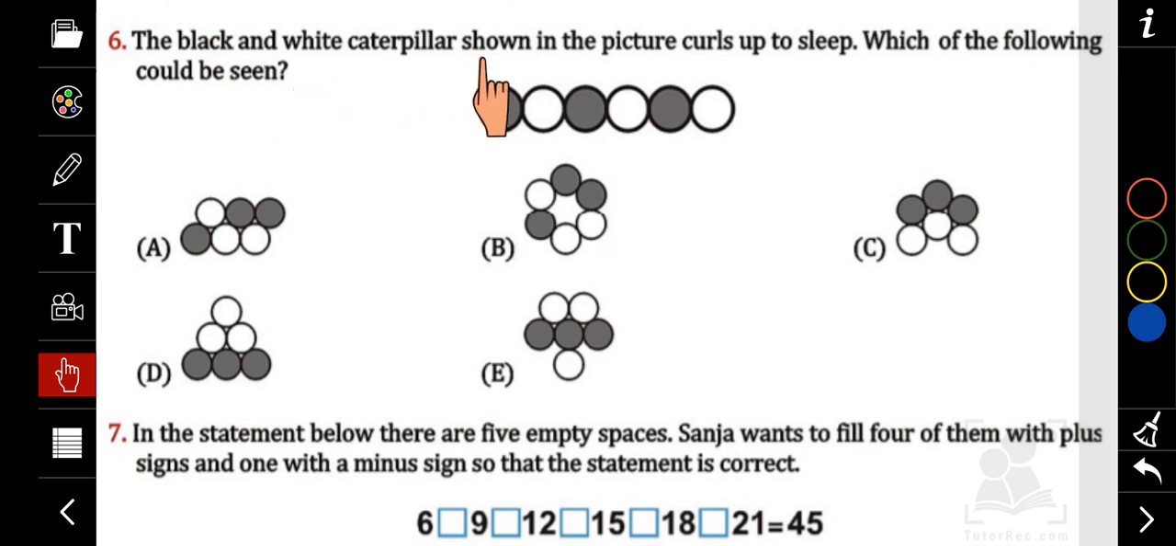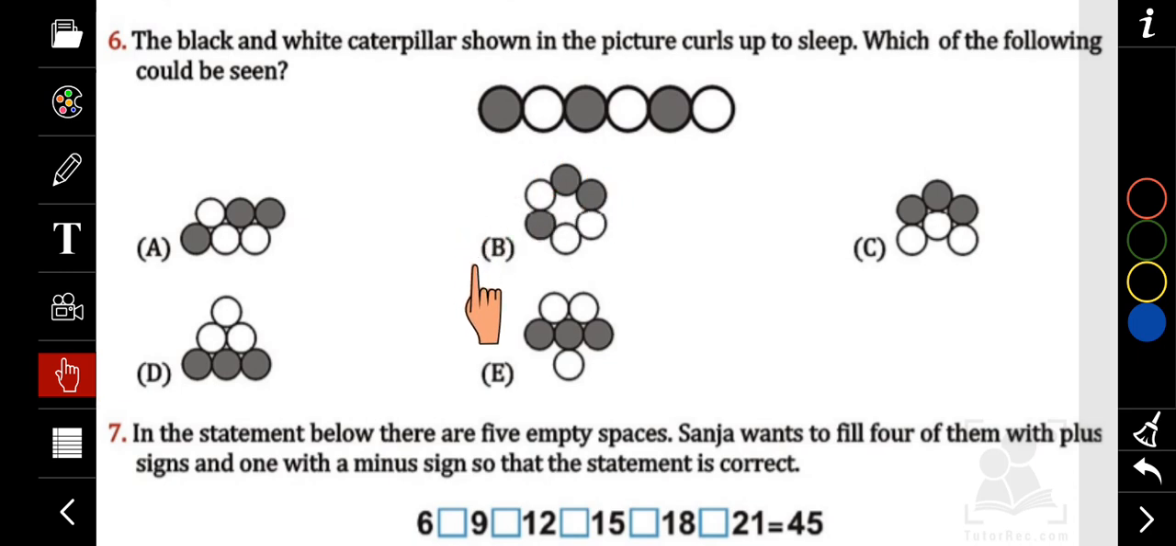The black and white caterpillar shown in the picture curls up to sleep. Which of the following could be seen? This is the caterpillar, and from all these patterns we need to eradicate the odd ones out. Let's see, for example, option E, that contains 3 black dots consecutively. That might not be the case. As you can see, black and white portions are occurring alternatively. Same goes for D and C also.